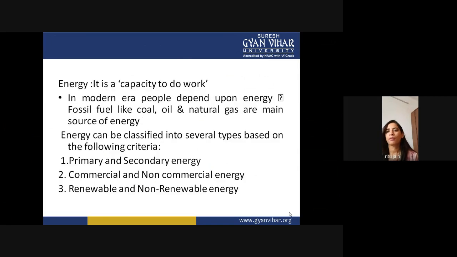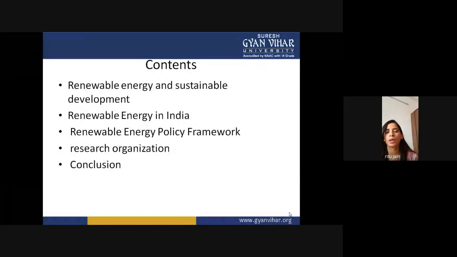After this lecture, I expect students will be able to understand renewable energy sources, what the requirements of these sources are, and how we can use them for sustainable development in India, and what research organizations are working in this field.